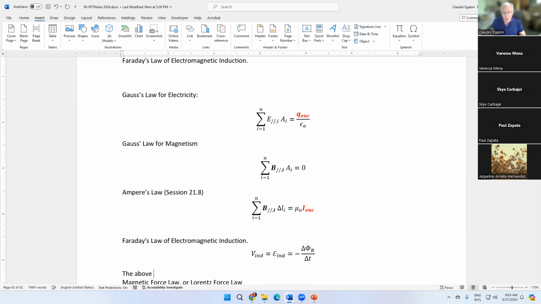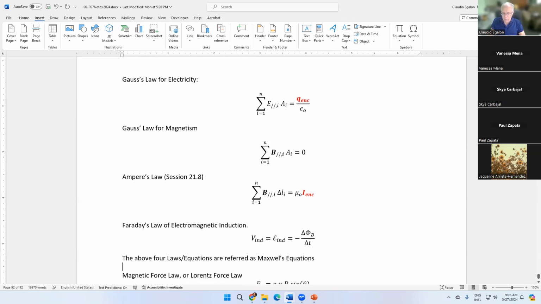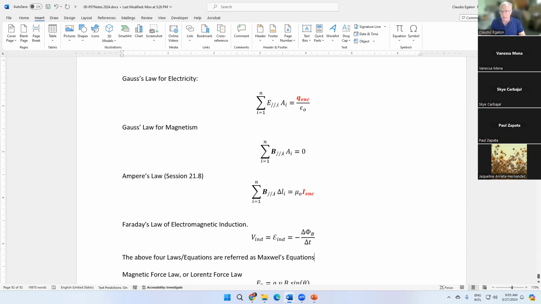above 4 laws. These equations are usually referred to as Maxwell's equations. That's not exactly Maxwell's equations, but it's close enough. Okay, and later on, we are going to adjust this equation here.